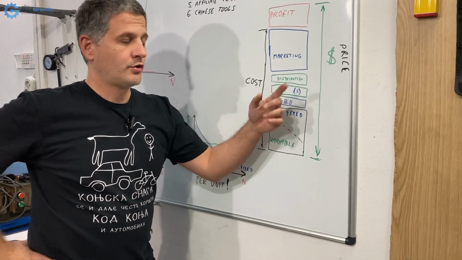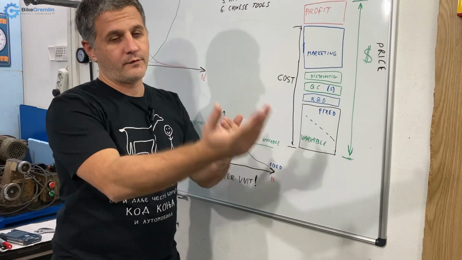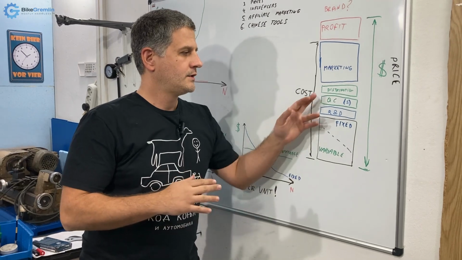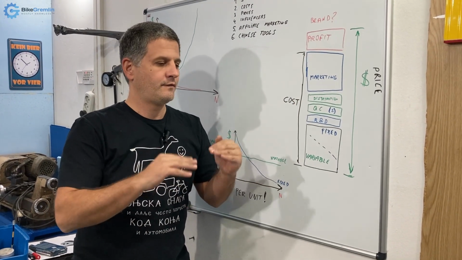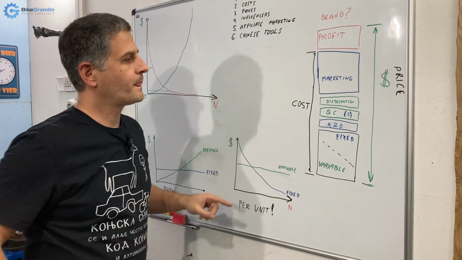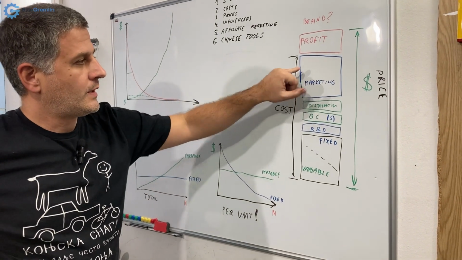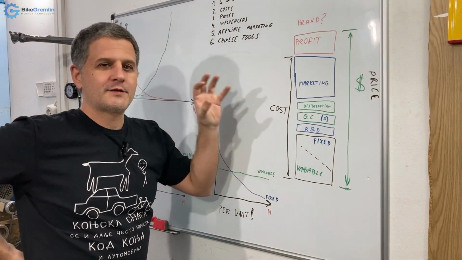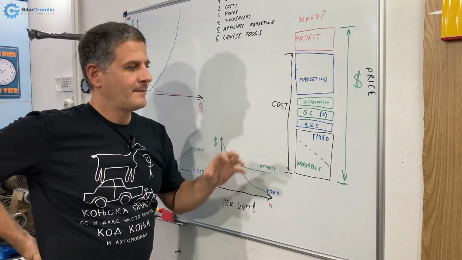Distribution: the more units you have, the more cost you have for distribution, and generally distribution per unit is fixed because it is a variable cost, like this graph shows. And this leads us to marketing.